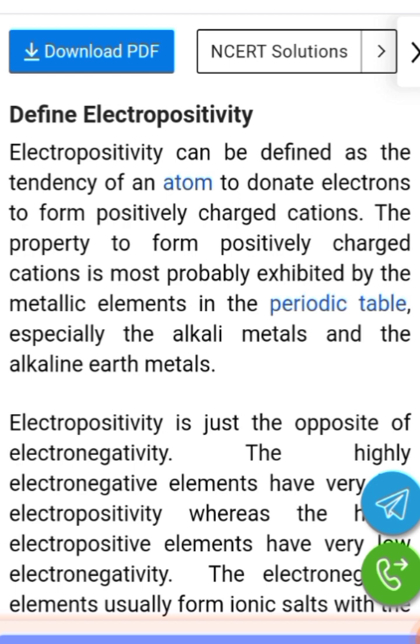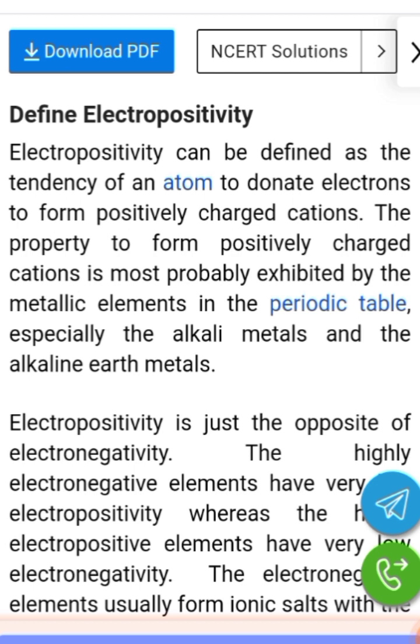They are the only ones that can donate. Others can only attract. So why the only electropositive elements are the metallic elements, while the electronegative elements are the non-metallic elements. So non-metals are electronegative, while metals are electropositive. So take note of that.